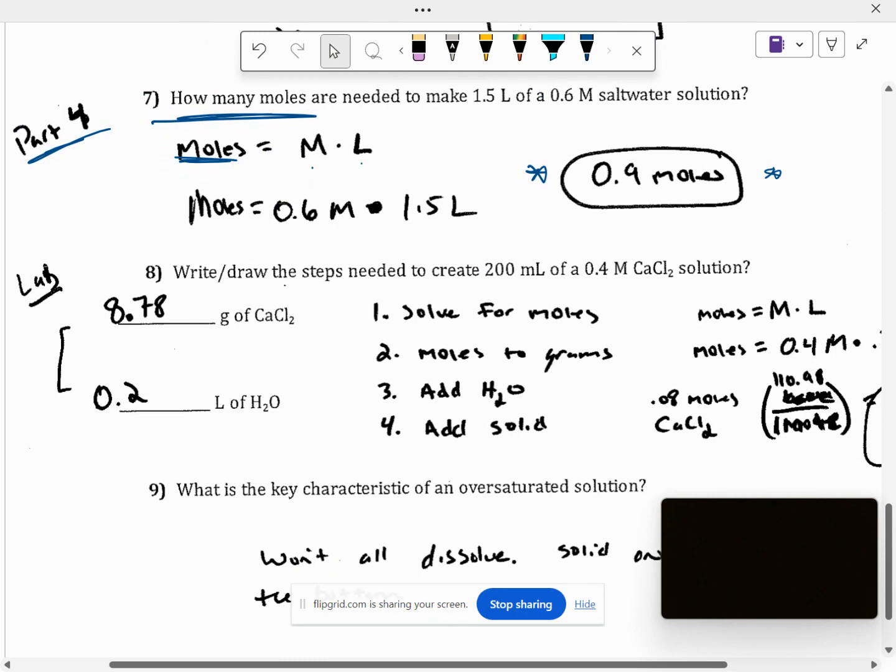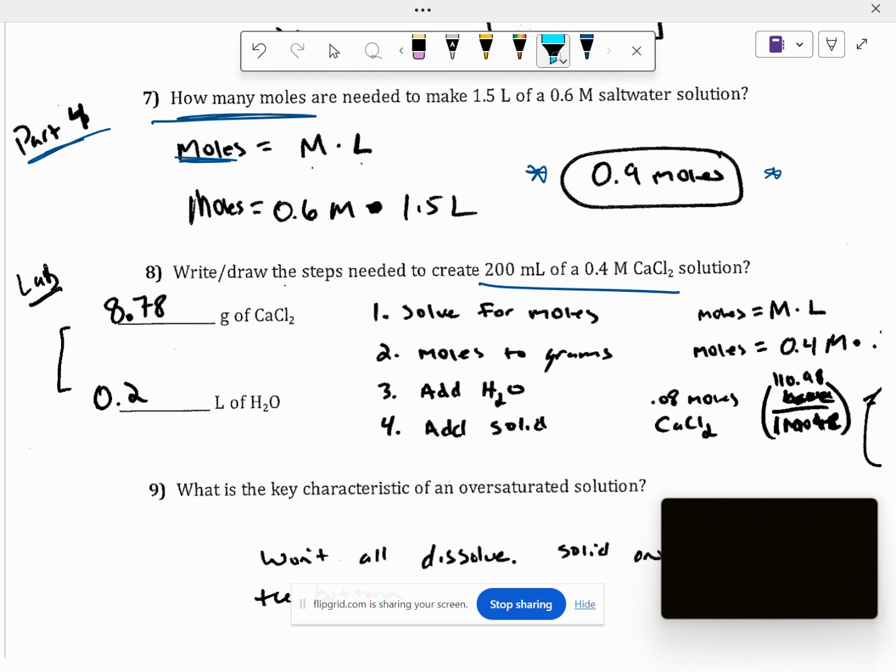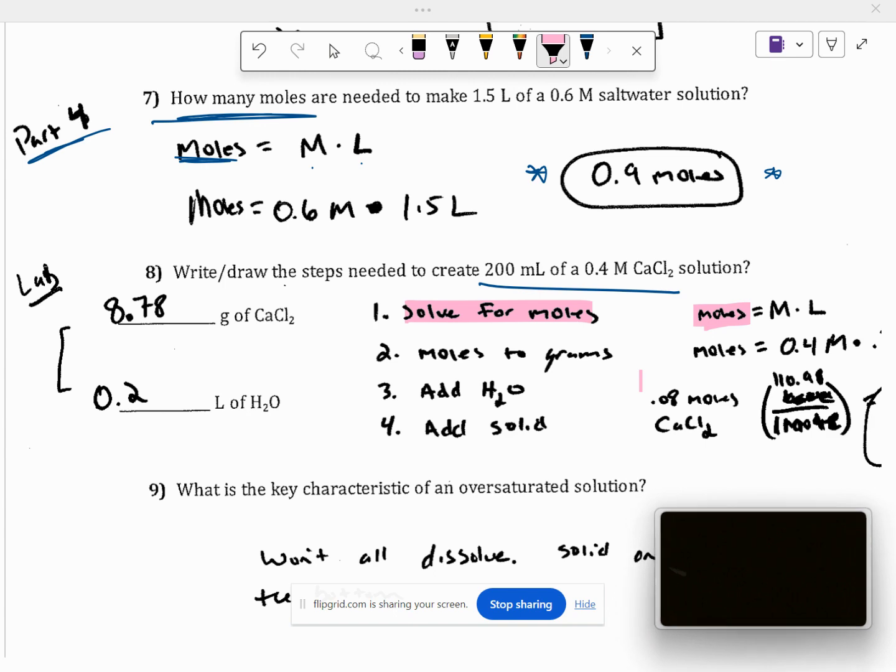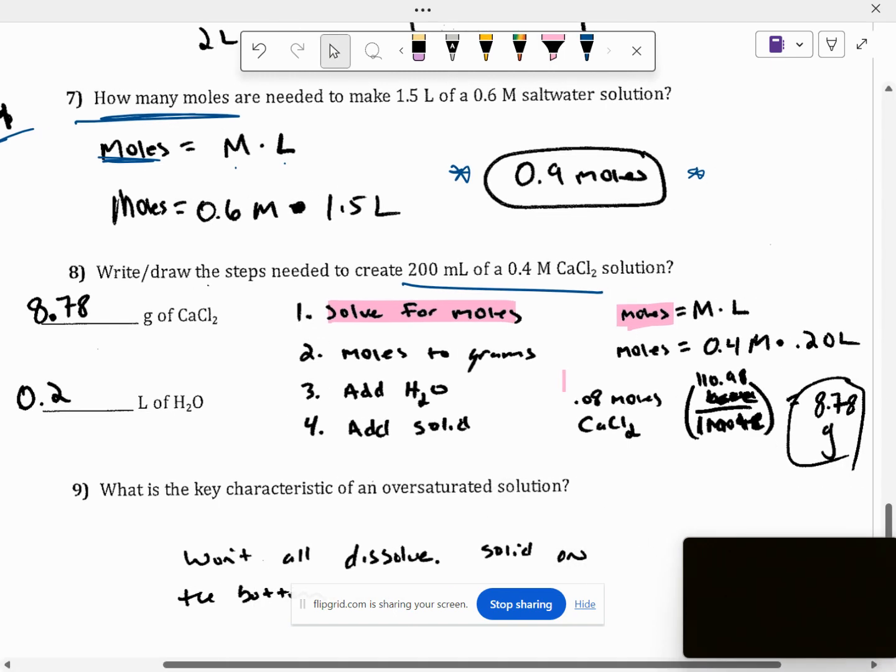So if you wanted to make this solution, at that concentration and that amount, the first thing you would do is figure out how many grams we need to add, right? Step 1 would be to solve for moles using the molarity equation. Once we solve for moles, then we can solve for grams. So I use the moles equation, molarity times liters. I just use what I'm given.